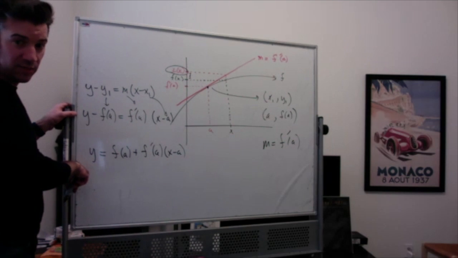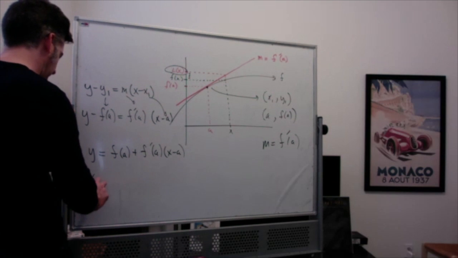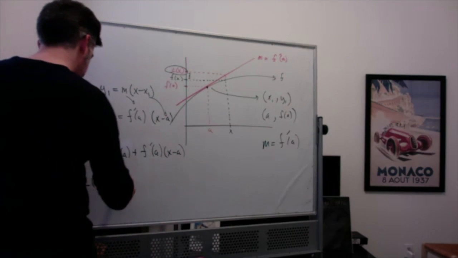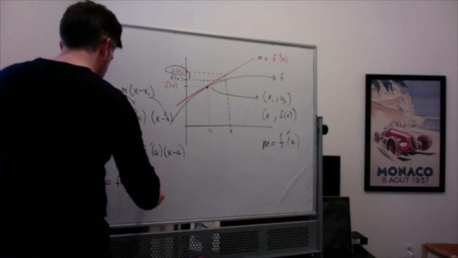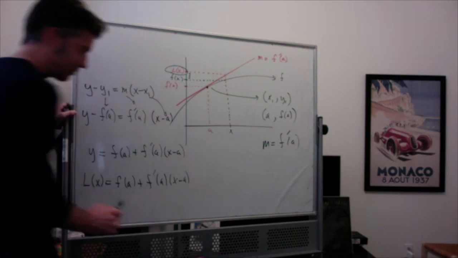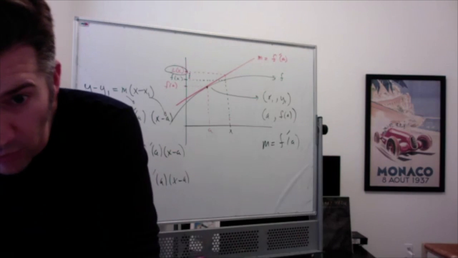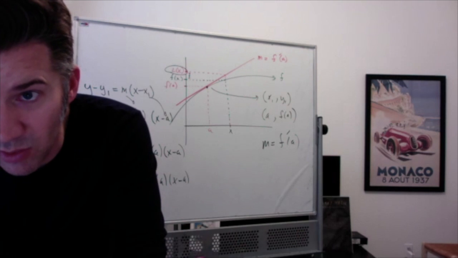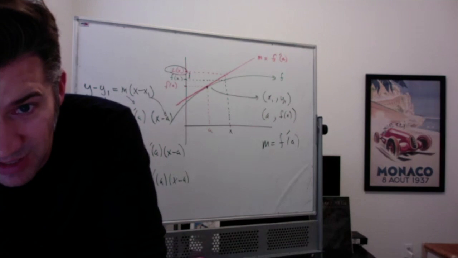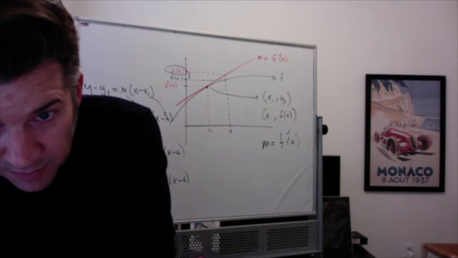And typically, instead of writing y here, we use the notation capital L of x for the linearization of the function. It's equal to f of a plus f prime of a times x minus a. So that's the idea very generally, but I really, really want to impart to you that all a linearization is, is the equation of the tangent line at a certain point.